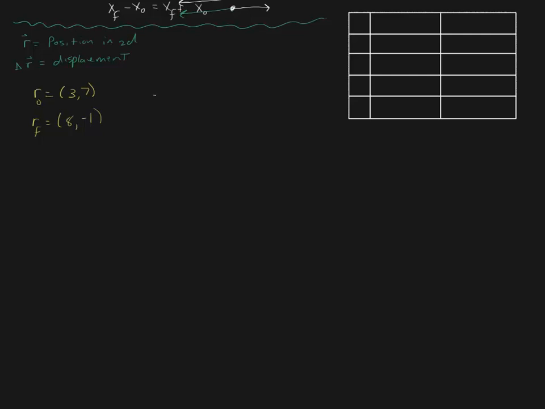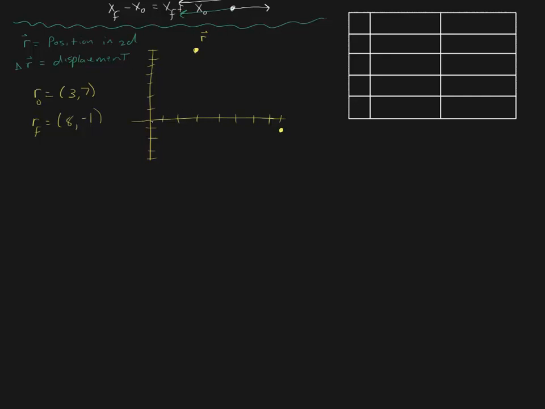So if we plot this out on a graph, this is what we get. We have our first coordinate. Let's do this. 1, 2, 3, 4, 5, 6, 7, 8. 1, 2, 3, 4, 5, 6, 7. 1, 2, 3, 4. All right. So our initial position is at 3, 7. So that's 1, 2, 3, all the way up here at 7, and so that is our initial. Our final is at 8, minus 1, so here's 8 and here's minus 1.